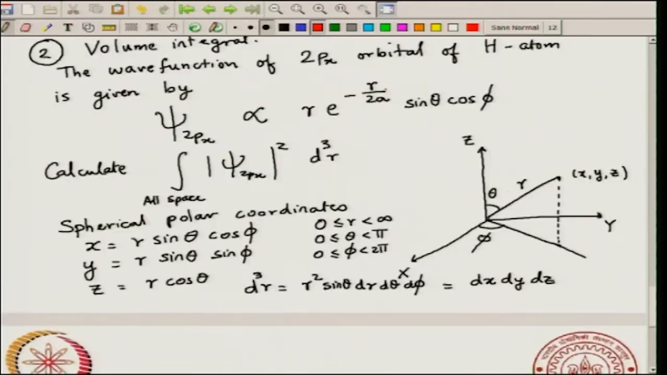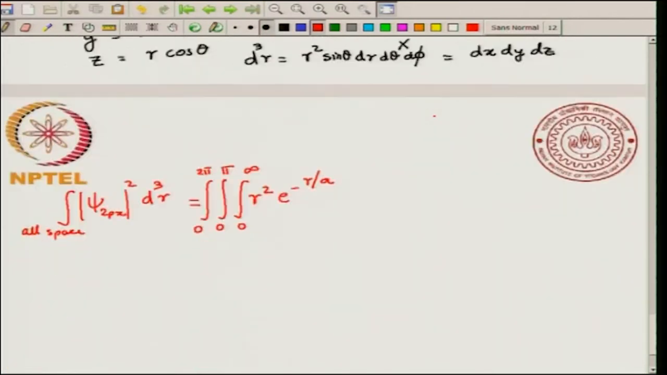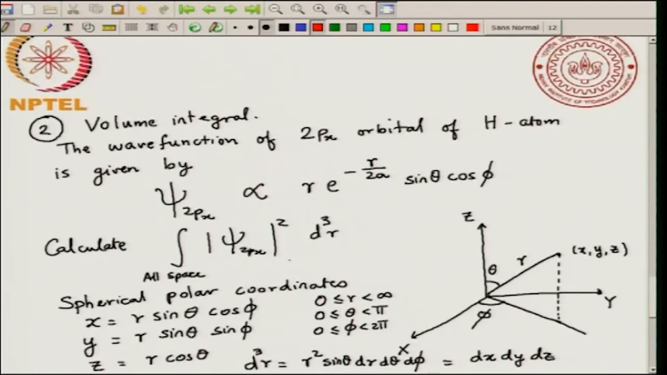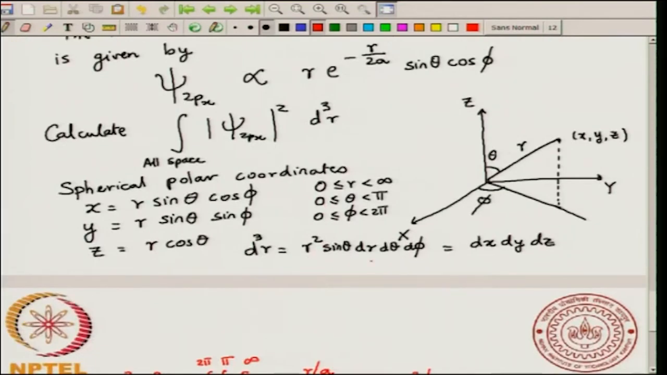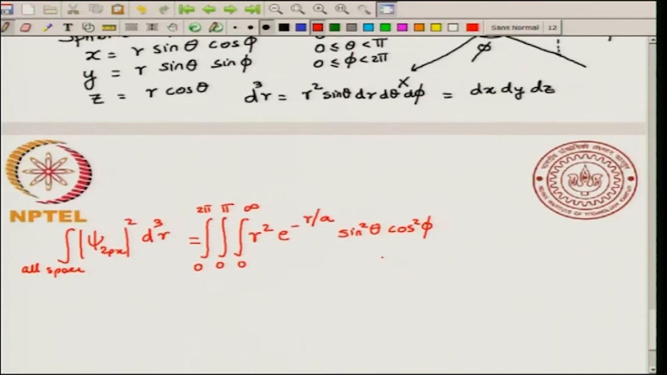Okay. Now I just substituted one part, and then I have a square of this. So sine squared theta cos squared phi, so times. Okay. And then I had a d cube r. I had a d cube r here, so the d cube r is given by r squared sin theta dr d theta d phi.